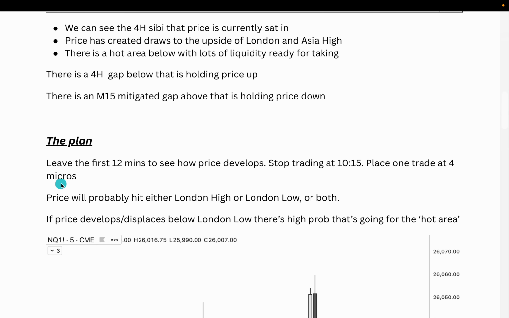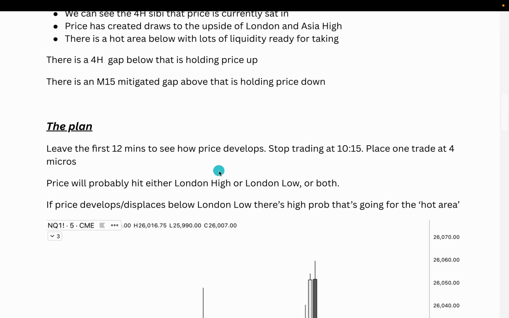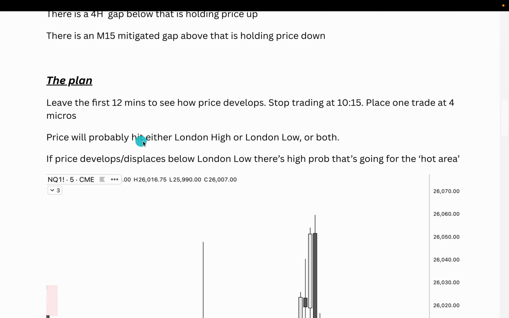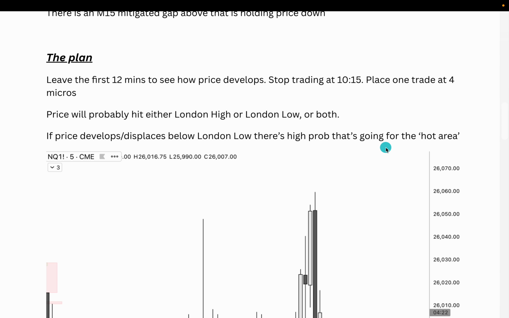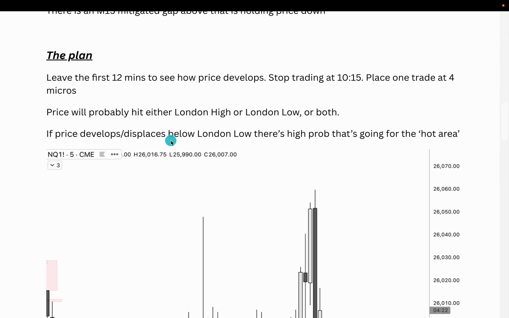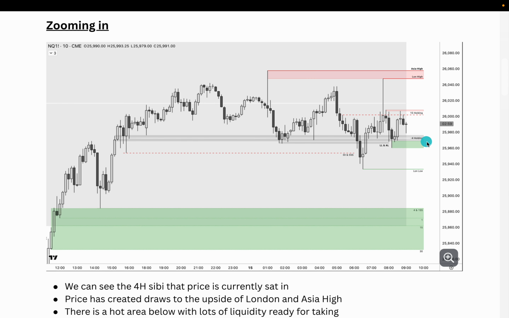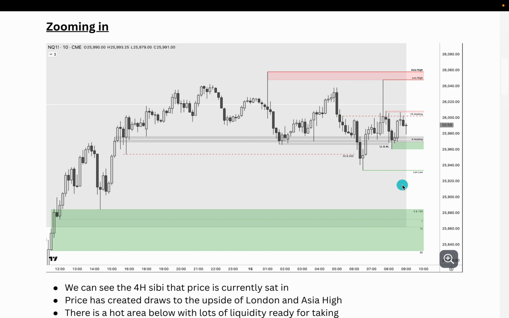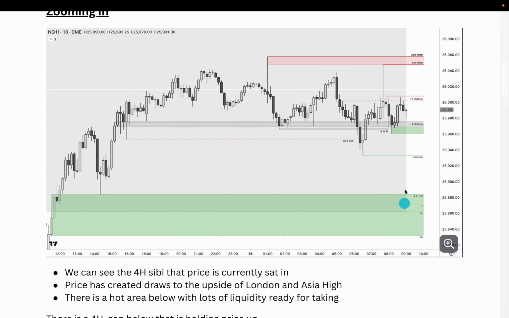This is the plan. The plan is to leave the first 12 minutes to see how price develops, to stop trading at 10:15. Place one trade at 4 micros, so just one trade, no 2-trade business anymore. Prediction is that price will either hit London high or London low, or both. If price develops, displaces below London low, there's a high probability that it's going to go for that area here. So if it develops below here, chances are it's going down here. So that could be an A to B trade.